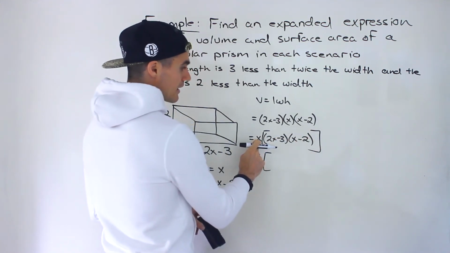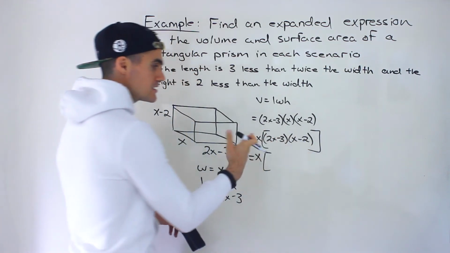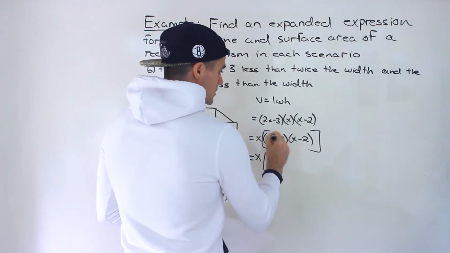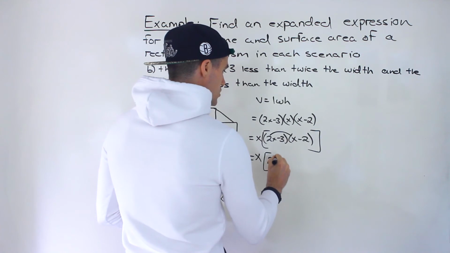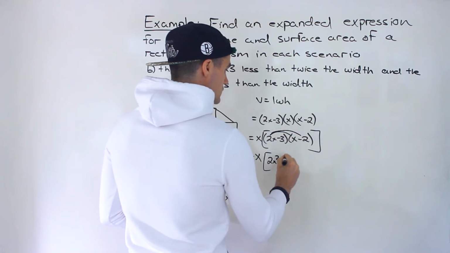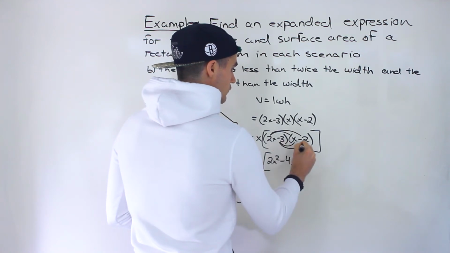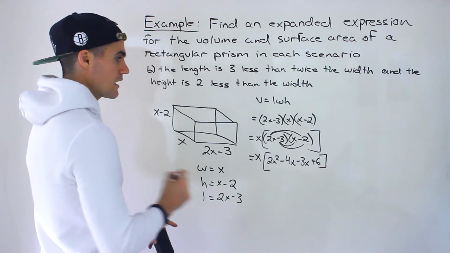But you could also take the x, distribute it into this bracket, and then take that bracket, multiply it by this. Whichever way you do it, just make sure you're getting the same answer at the end. So multiplying these 2, 2x times x gives us 2x squared. 2x times negative 2 gives us negative 4x. Negative 3 times x gives us minus 3x. And then negative 3 times negative 2 gives us positive 6, like that.